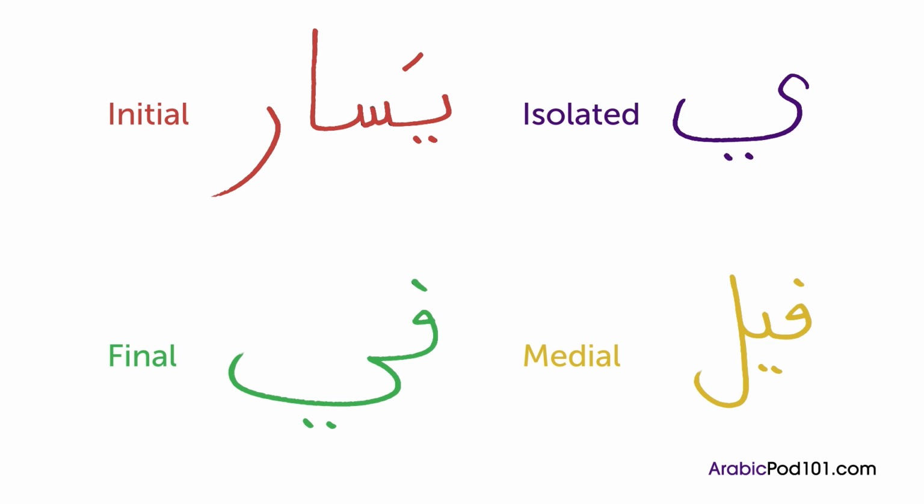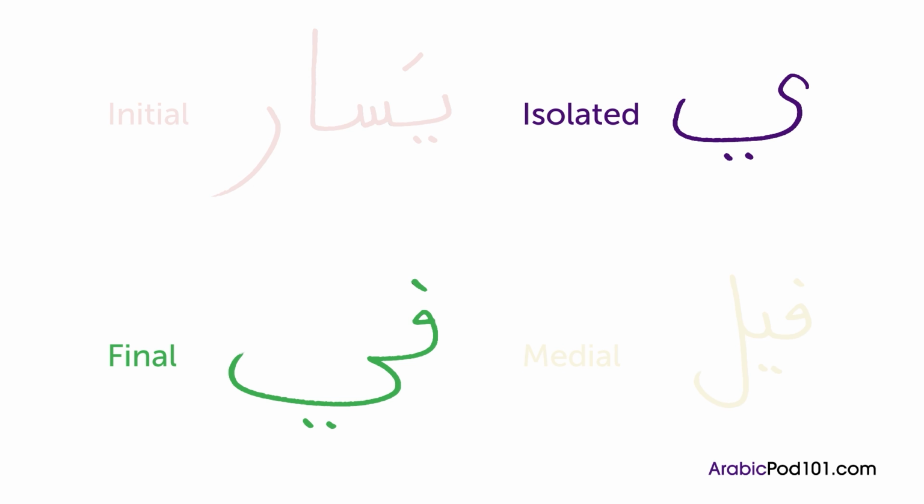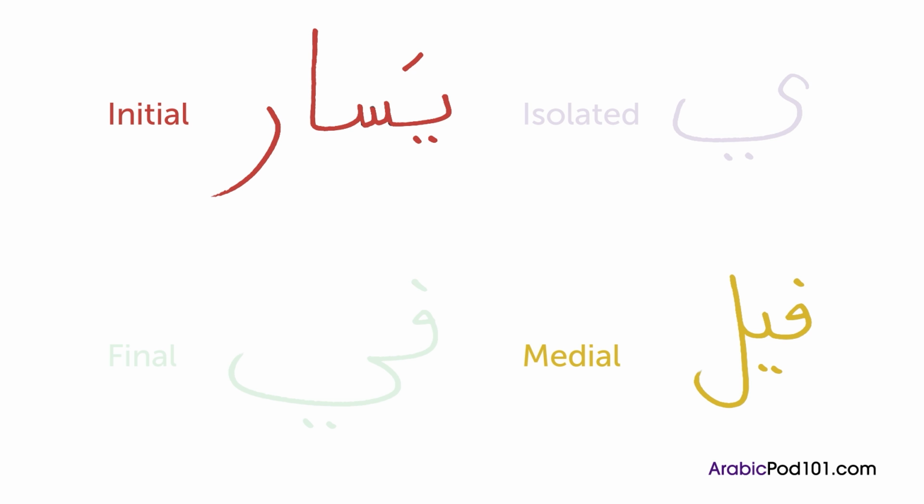Did you notice how it looks so different in the final form and the isolated form? It dips beneath the line in these forms. For the initial and medial form, it looks like the te, but with dots beneath the boat-like character instead of above it. That's it for this lesson's letters.